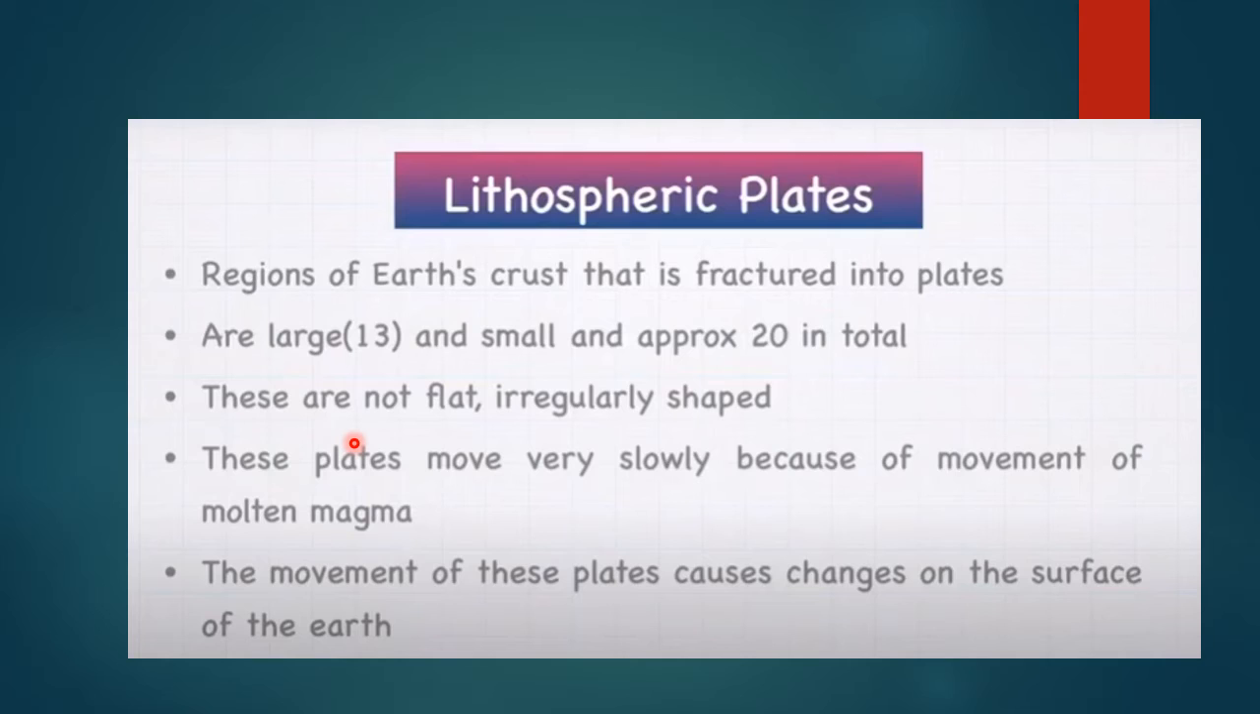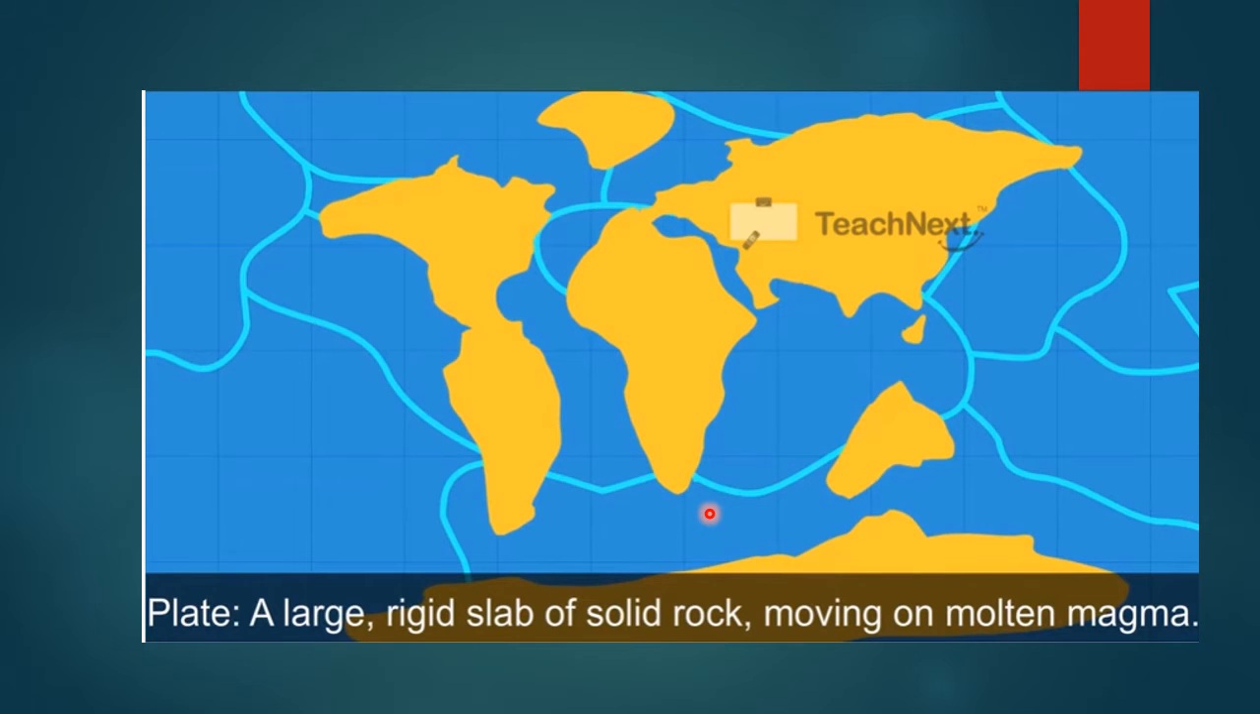The movement of these plates causes changes on the surface of the earth. What kinds of changes take place on our earth because of the movement of the plates? So you see, children, what are lithospheric plates? They are large rigid slabs of solid rock moving on the molten magma.